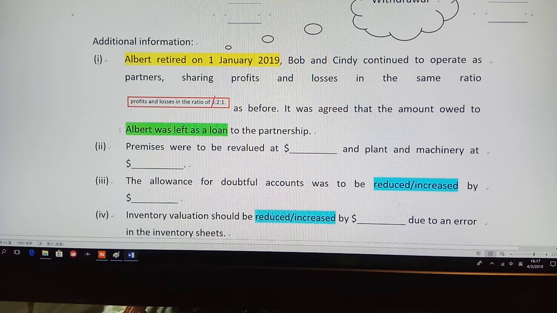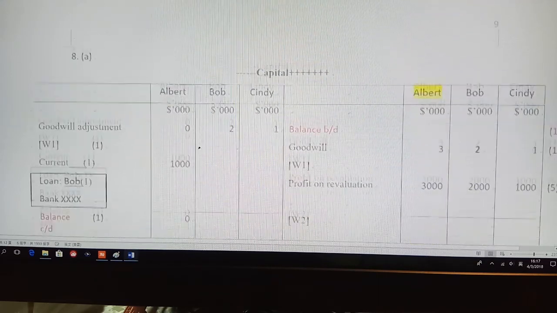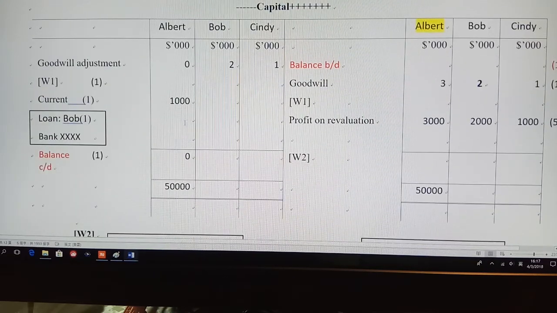You see this in green that Albert was left as a loan. That means all the amount was left as a loan. So we put here 49,000 in loan from Bob. But if the question told you that there may be some amount withdrawn by Albert, you should write the amount here. This is the technique you should note.